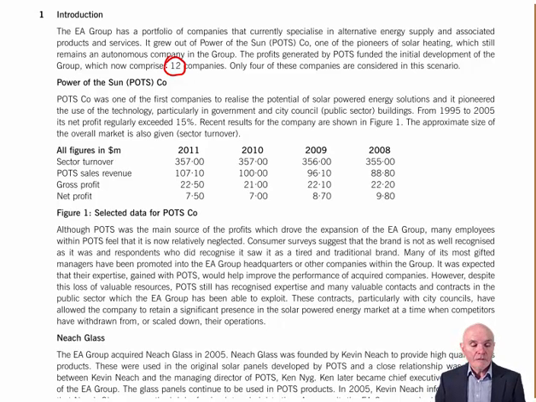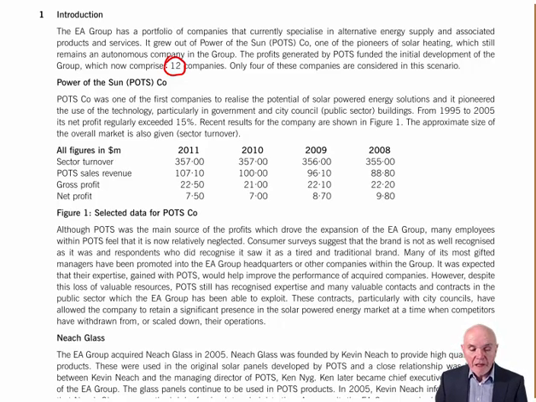Power of the Sun. POTS was one of the first companies to realise the potential of solar-powered energy solutions, and it pioneered the use of the technology, particularly in government and city council public sector buildings. From 1995 to 2005, its net profit regularly exceeded 15%. Recent results for the company are shown in Figure 1. The approximate size of the overall market is also given, sector turnover. So here we have 4 recent results, and certainly we'll be able to say something about the performance of this company.